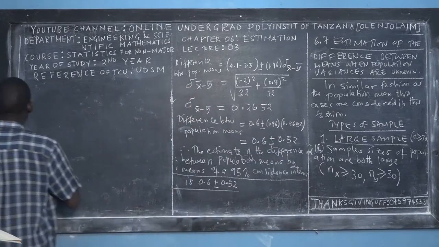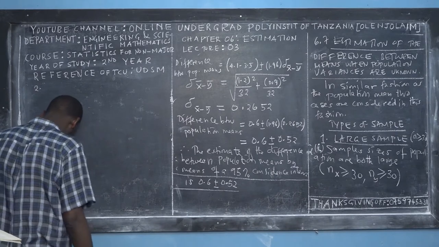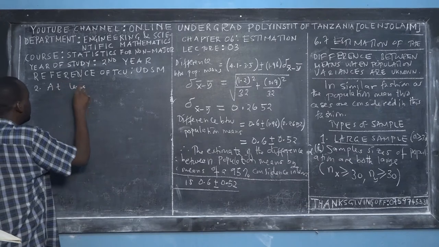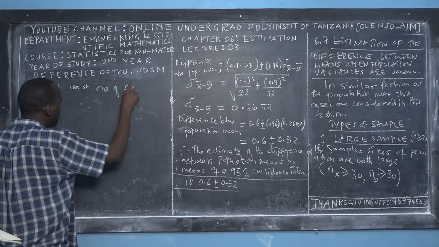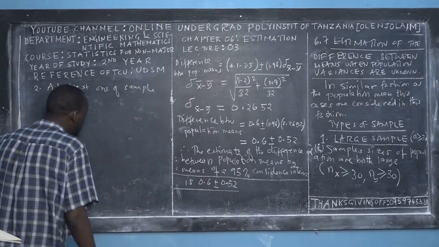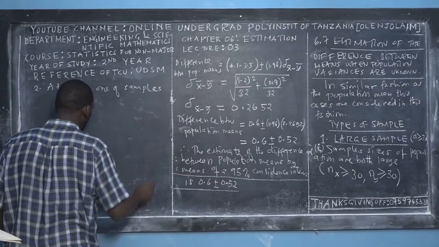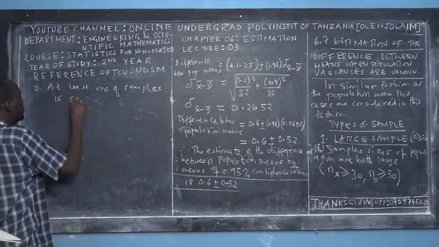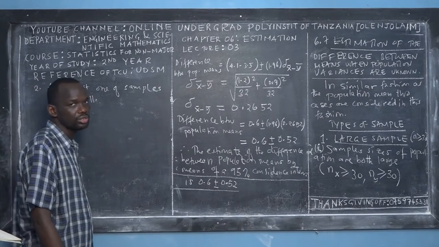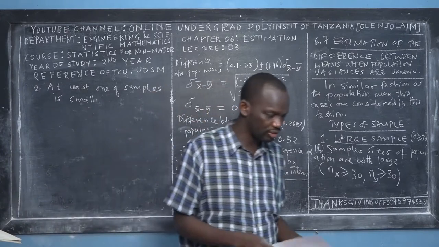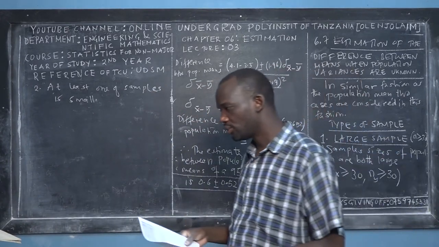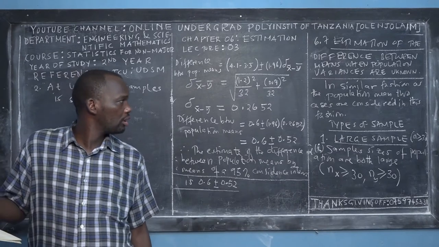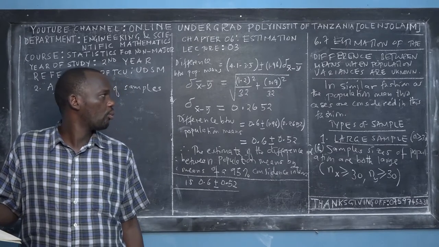Then we go for the second part: at least one of the samples is small. So those are the two conditions that you have to take into consideration when you are doing the estimation of the difference between the means when the population variances are known.